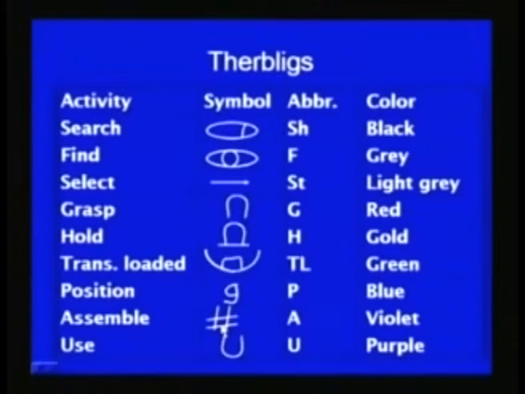Assembly: putting two or more things together to get the final product is called assembly, like putting a nut and bolt together. It is shown by the letter A, and the color is violet. Using a particular tool or machine is indicated by the symbol of this form, and the letter is U. The color used to show the use therblig is purple.